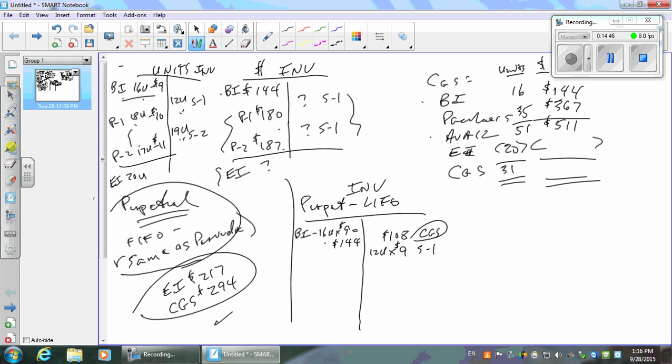Okay? All right. So what do I have left? I have one layer of inventory, which is how many units? 4 units at what? $9. $9. How much is that? 36. $36. Fantastic.